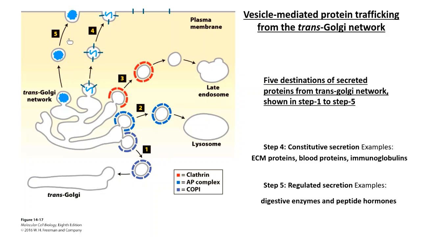So what kind of proteins get transported or secreted outside? For example, if it is a constitutive secretion, the cargo proteins inside that are to be transported outside the plasma membrane can contain ECM proteins, that is extracellular matrix proteins, the blood proteins, the immunoglobulins, etc. And in case of regulated secretion, the proteins can be the digestive enzymes and peptide hormones.